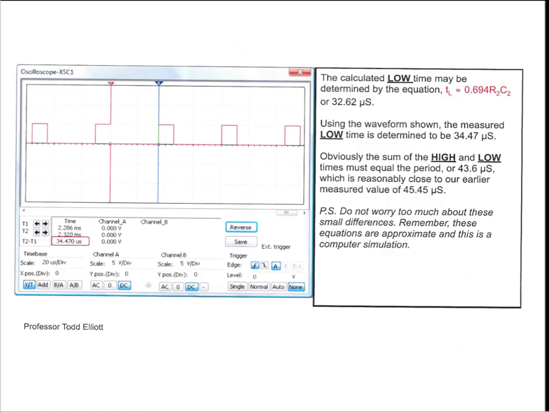Okay. So this says the calculated low time may be determined by, and this is from the application note, TL, this bit in here, is approximately equal to 0.694, some sources say 0.693, does it matter? No. Times R2 times C2, or 32.62. I measured it at 34.47. That's very close.